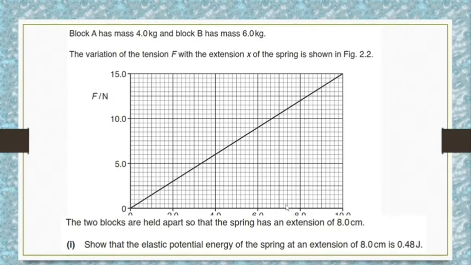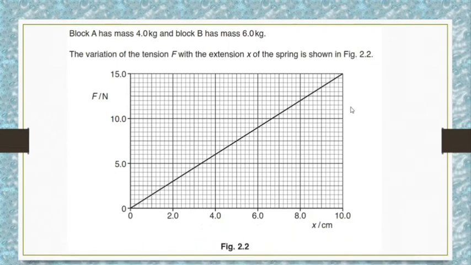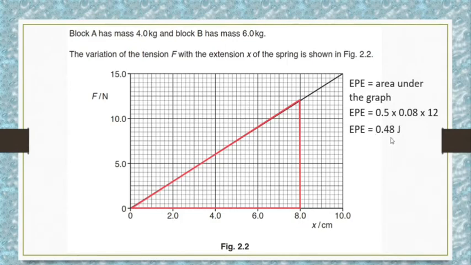So we have to see it from the graph, because we know that potential energy is equal to the area under the graph. So when the extension is 8 centimeters, we have to find the area of this triangle. Elastic potential energy is equal to the area under the graph. It is equal to a half times 8 centimeters, 0.08 meters, multiplied by this, which is 12 newtons. So it is 0.48 joules.